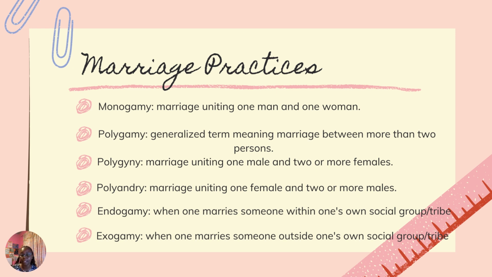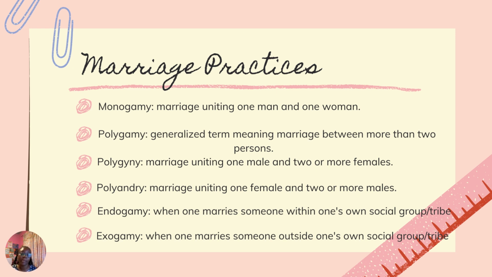We have different types of polygamy. We have the type called polygyny, where a male would marry two or more females. We have polyandry now, where a female or a woman would get married to two or more males.